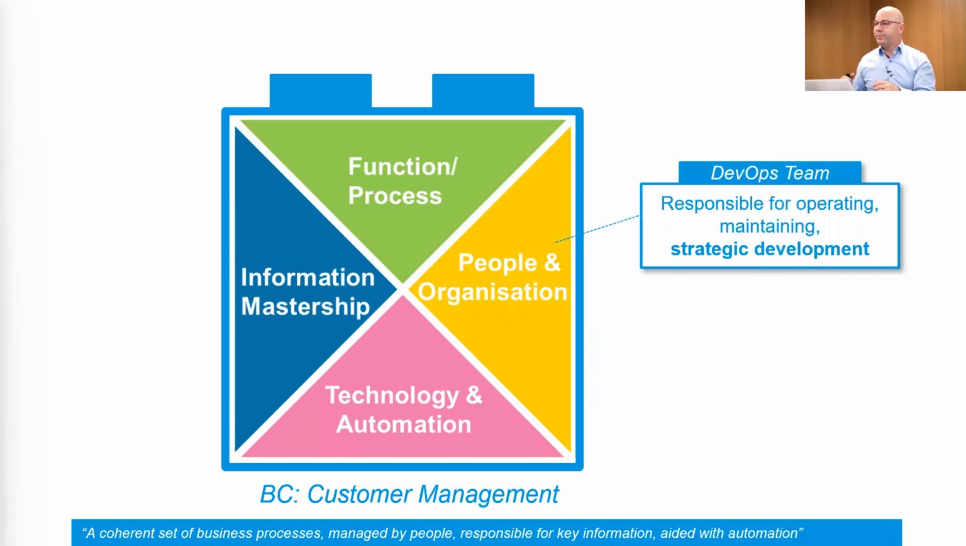So let's assume that we're doing DevOps here because it fits very nicely with this approach. I could assign ownership of such a business capability, in this case customer management, to a specific team or group of teams, if it's too big to manage with one team. And the idea is that the team will be responsible for operating, so executing, but also maintaining, changing, and developing strategically. They are responsible for everything.